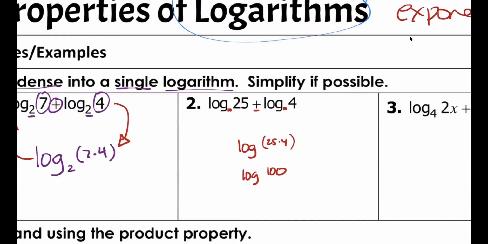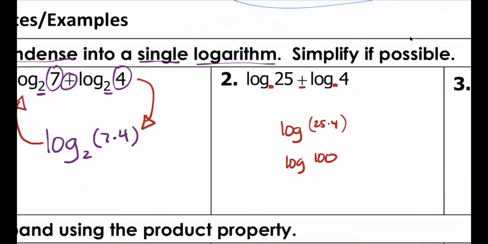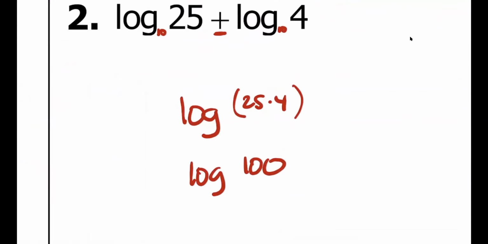Now, the directions do say simplify if possible. So if we go here, log base 10 of 100, remember, logs are asking what's the exponent with that base to give me that result. So if this is log base 10, this is basically asking what exponent of 10 gives me 100?